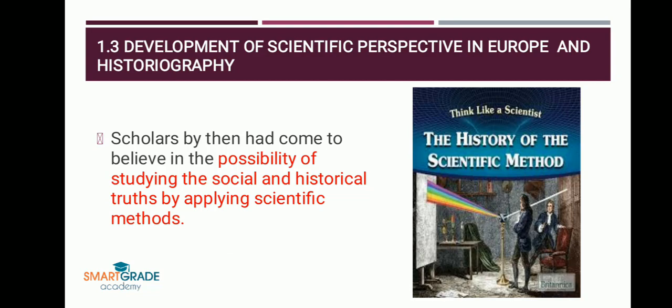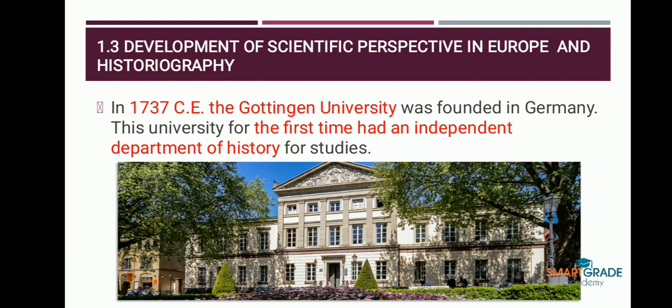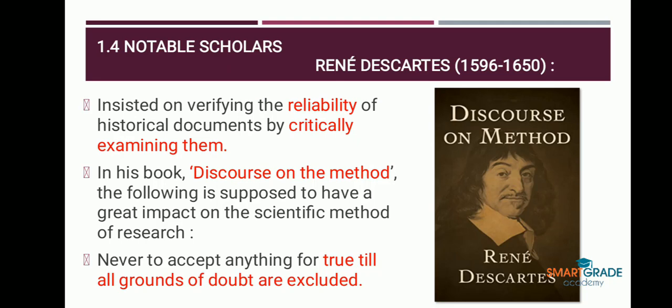Now, as the world was progressing, they thought that we should use the scientific method to prove things. In 1737, Göttingen University was founded in Germany. This is the first university which had an independent department of history for studies. That was a good thing, which eventually studied history with scientific methods. Now we will study about the notable scholars.